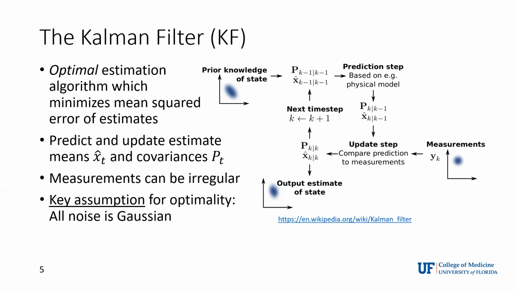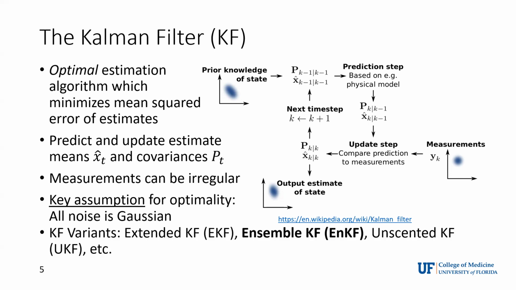But what makes all of this efficient and possible is this key assumption, which is that all the noise coming into your model and coming into your measurements is Gaussian. And of course, that's typically not true in reality. And so accordingly, at this point, there are very, very many Kalman filter variants. I've listed some of them. We've got the extended one, the unscented one. I won't go into what all those mean, but in essence, we're trying to remove some of these assumptions for the Kalman filter, in particular, the assumption that the noise is Gaussian.